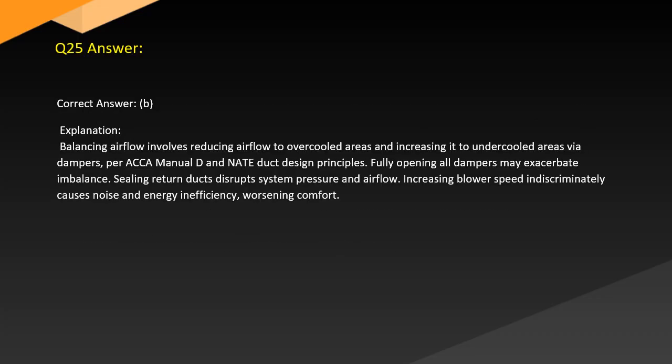Answer. Correct answer: B. Explanation. Balancing airflow involves reducing airflow to overcooled areas and increasing it to undercooled areas via dampers, per ACCA Manual D and NATE duct design principles. Fully opening all dampers may exacerbate imbalance. Sealing return ducts disrupts system pressure and airflow. Increasing blower speed indiscriminately causes noise and energy inefficiency, worsening comfort.